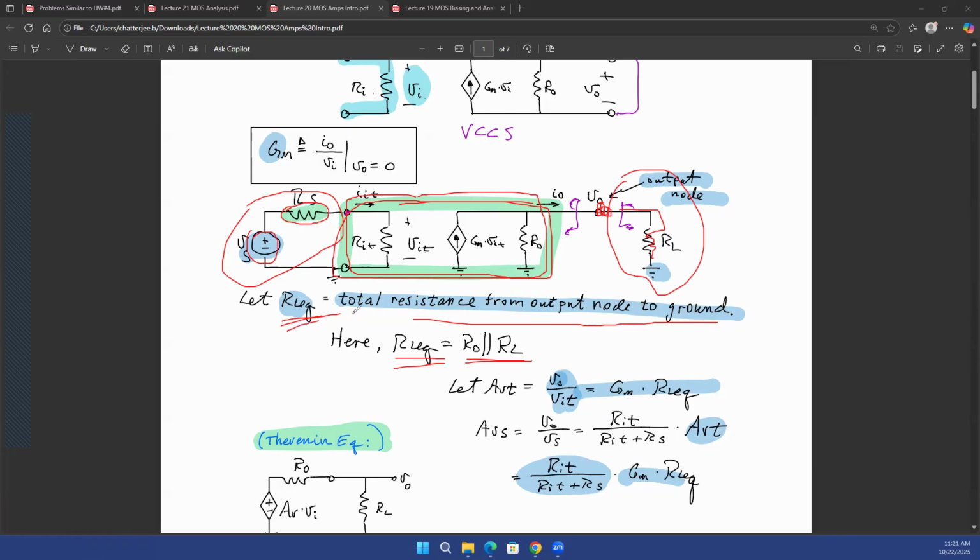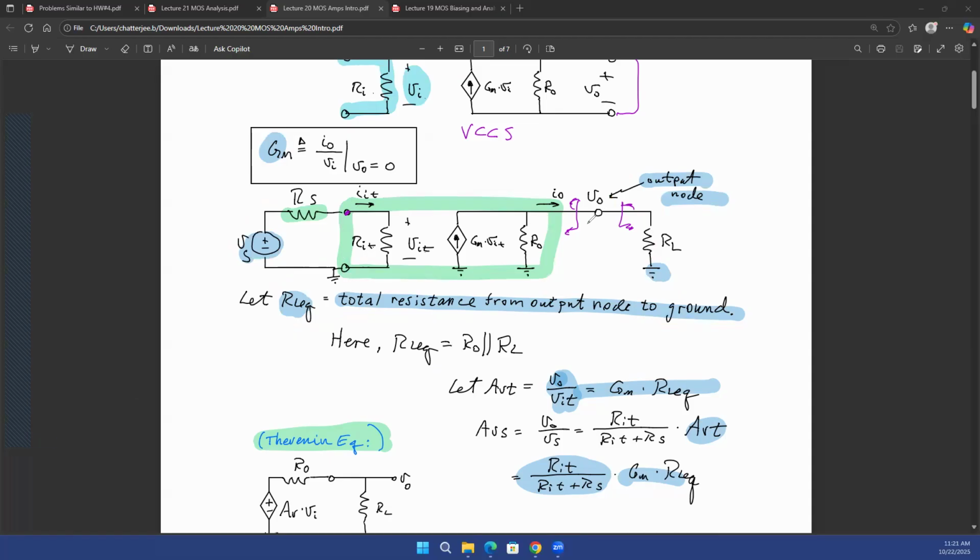So RL equivalent, the equivalent load resistance connected at the output node, is going to be RO in parallel with RL. Why? That is very clear from this diagram: if this is your output node, you have one resistance going to ground over here, that is RL, and the other resistance is inside the amplifier, which is RO. Again, just think about what you learned during op-amps. We are talking about the same thing over here. So RL parallel with RO, that's your RL equivalent.